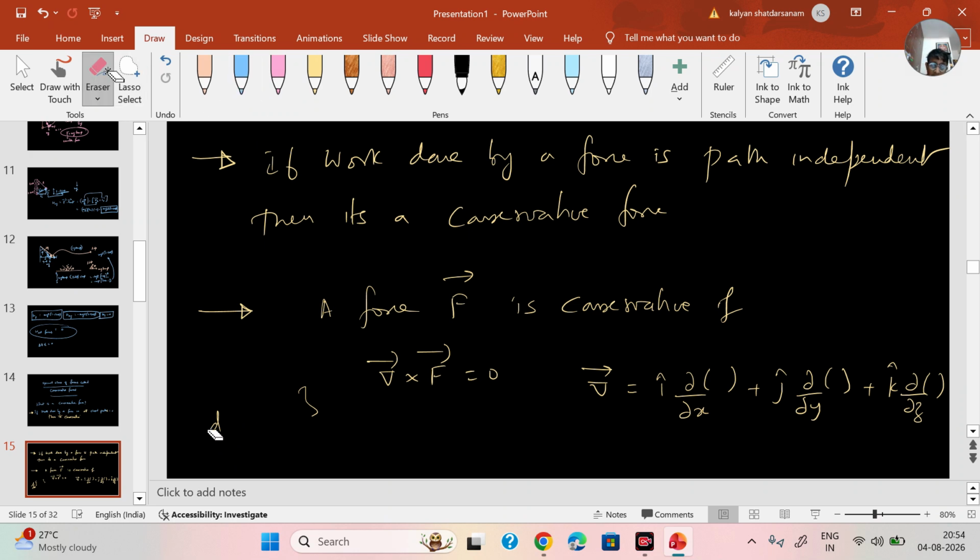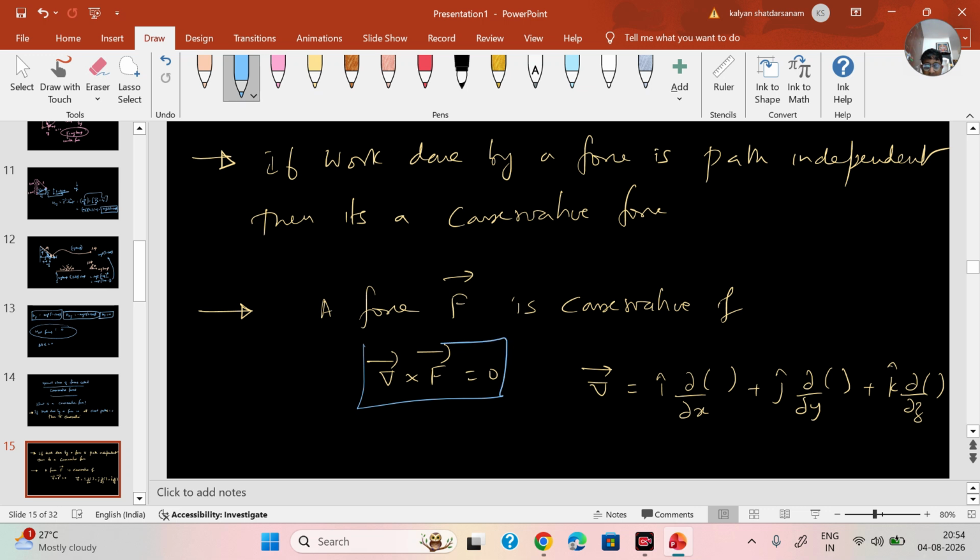So first, let me explain to you what a partial derivative is. Then we will go to this del, and what all we can do with del, I'll tell you that. But the most important thing for us is a force is conservative if del cross F is 0. How to do del cross F? What is del cross F? I'll come to that.